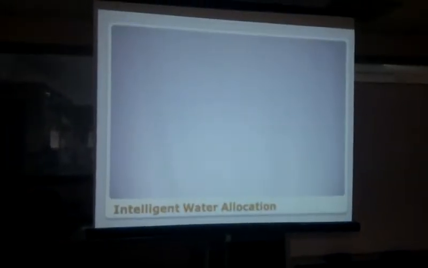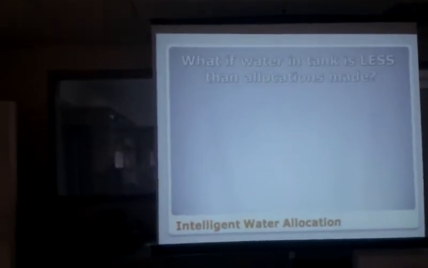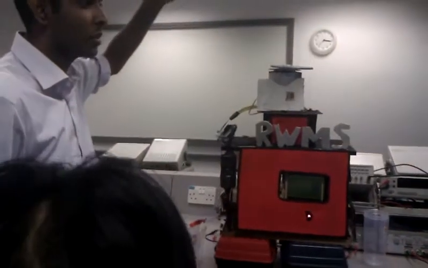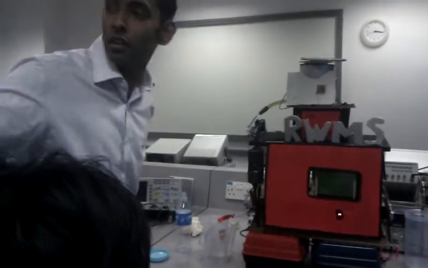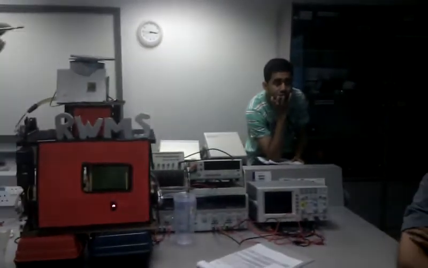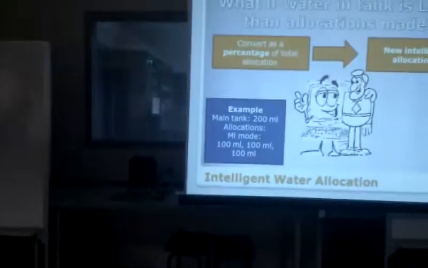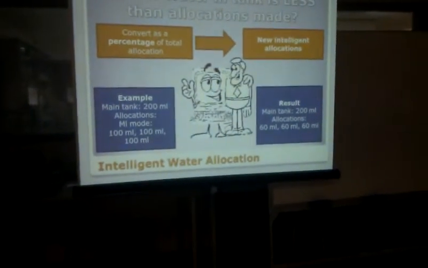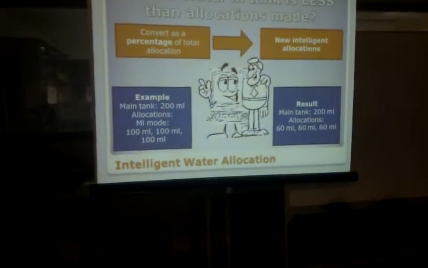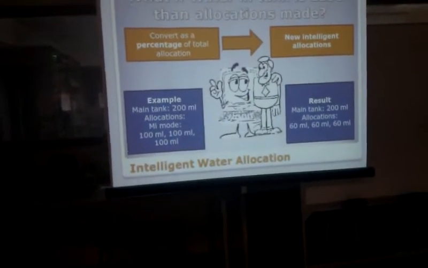And there's also intelligent water allocation. What if, in milliliter mode, the water level is only 200 milliliters, but the user doesn't know the level, because the tank will be outside? For example, the main tank has only 200 milliliters of water, and the user inputs 100 milliliters, 100 milliliters, 100 milliliters. It will automatically calculate the percentage of water in the tank, and automatically allocate 60 milliliters, 60 milliliters, 60 milliliters to all the locations.